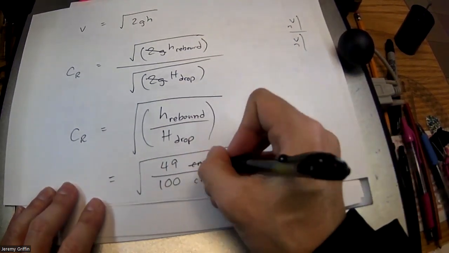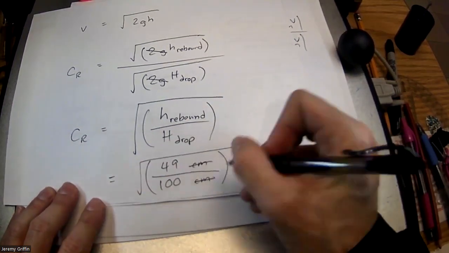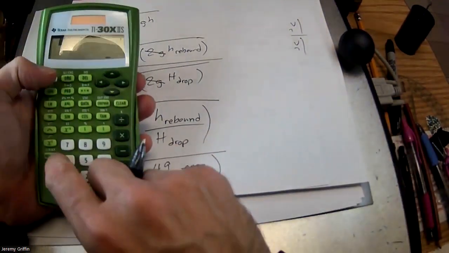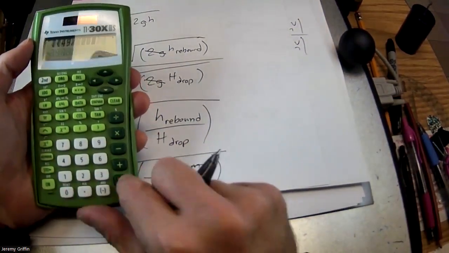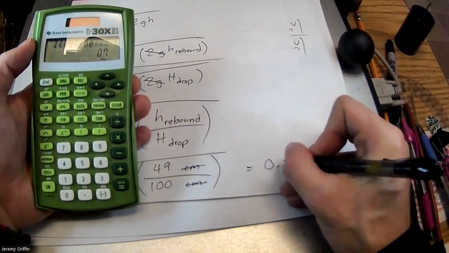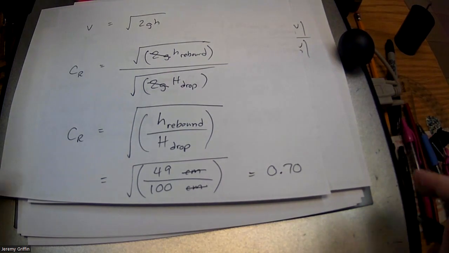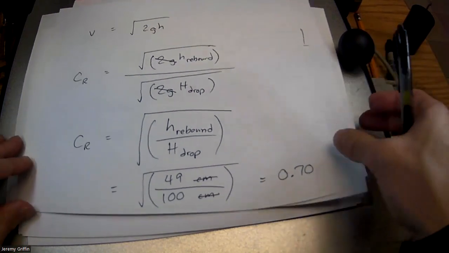Okay. Looks like the centimeters all cancel out. You could have done meters, but it would still be the same ratio. The units cancel out. What's the square root of 49 on 100? That's 0.70. Okay. Guys got that? All right.